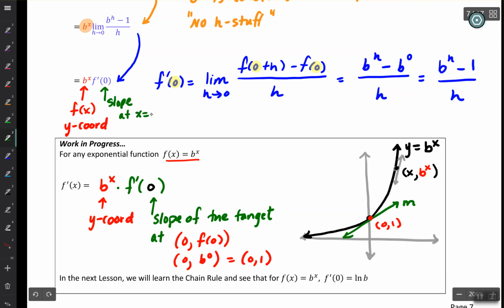X is 0. What the heck is y? Y is b to the 0. Y is 1. Pretty neat.